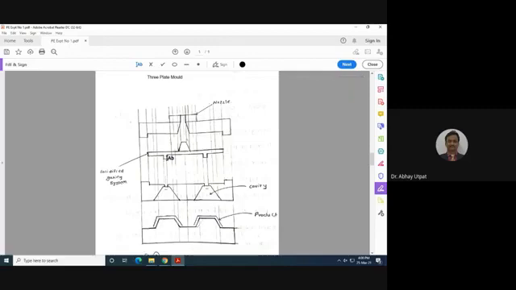So these are the gates. See, this is one gate, this is another gate, this is the runner, and this is the sprue. I repeat once again, this is the sprue, this is the runner, this is the gate. Okay, and this is the nozzle which is attached to the injection molding machine.